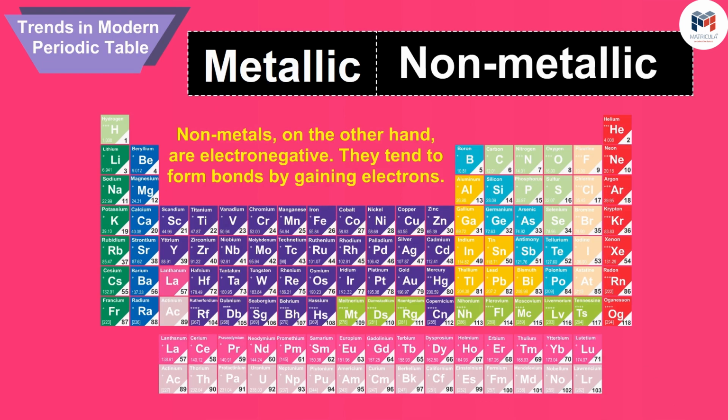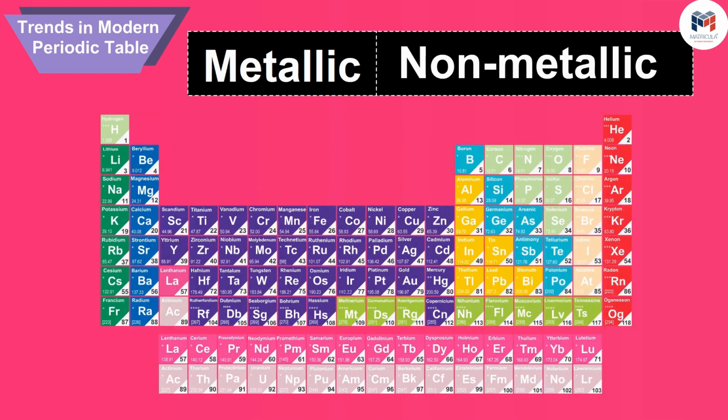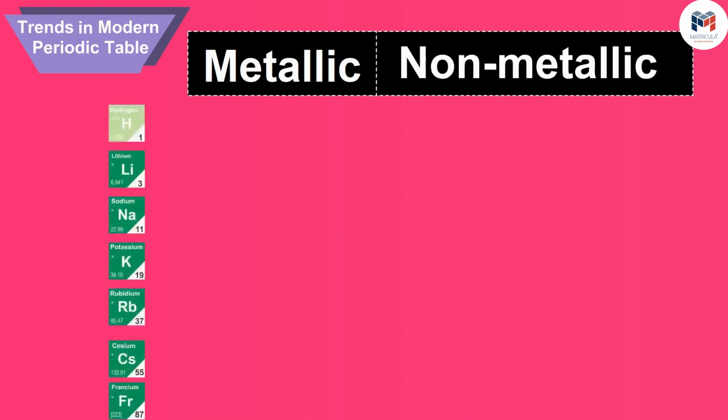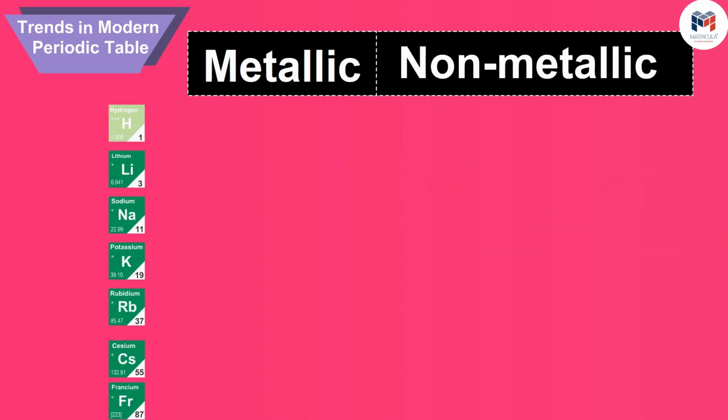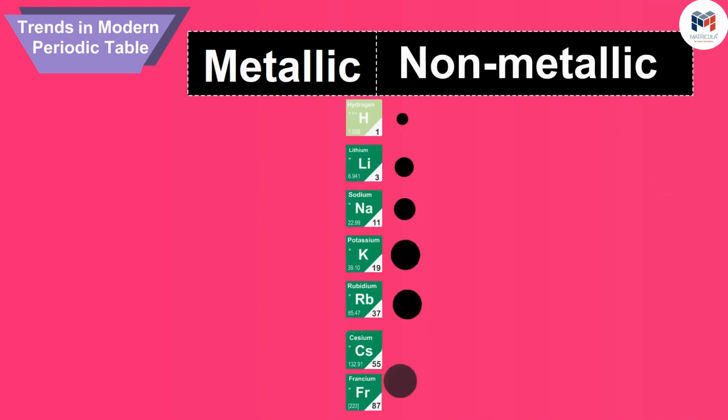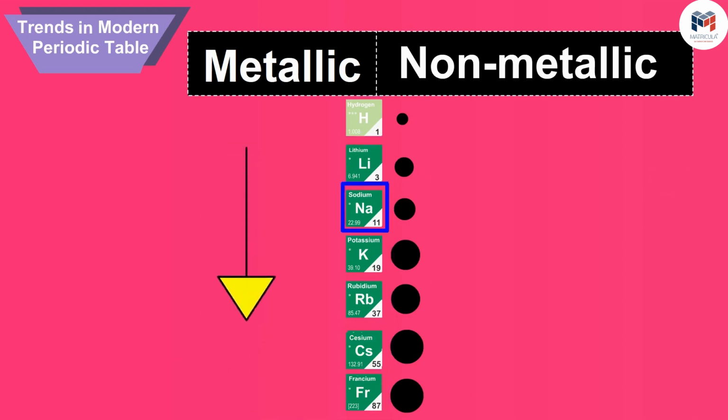Non-metals, on the other hand, are electronegative. They tend to form bonds by gaining electrons. On going down in a group of the periodic table, the metallic character of elements increases. For example, when we move down in group 1, the metallic character increases from lithium to francium.